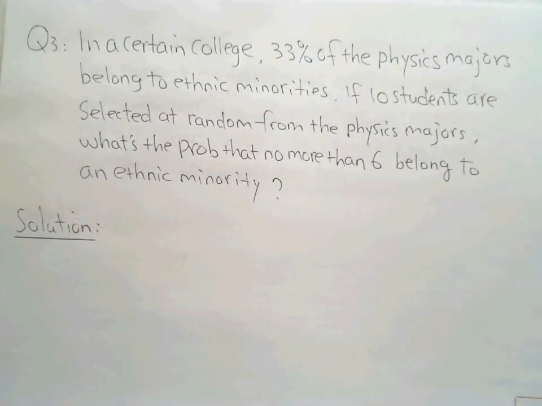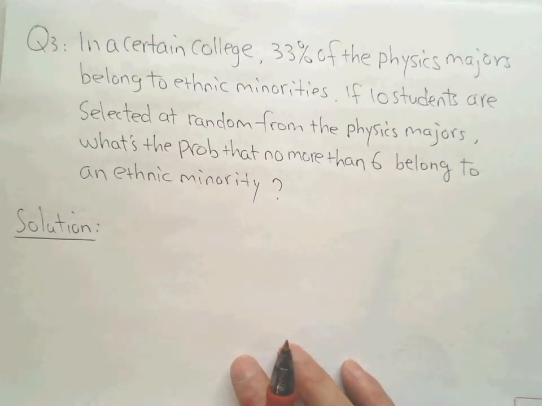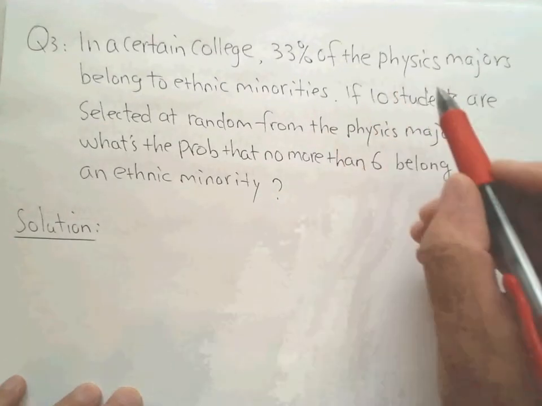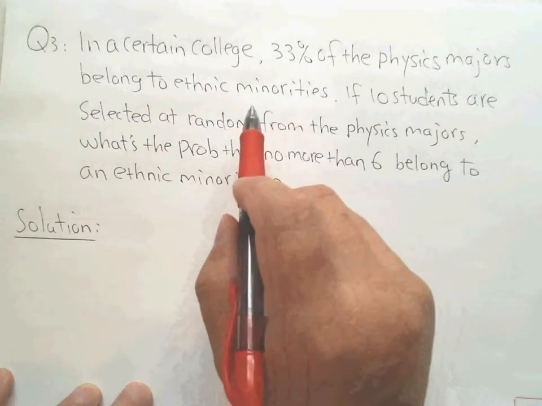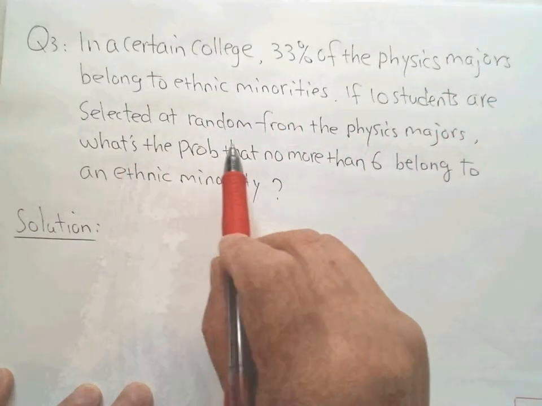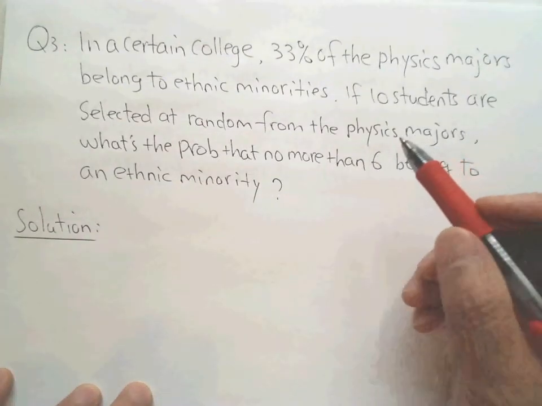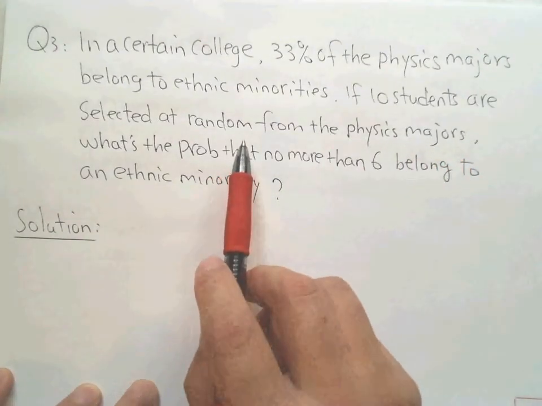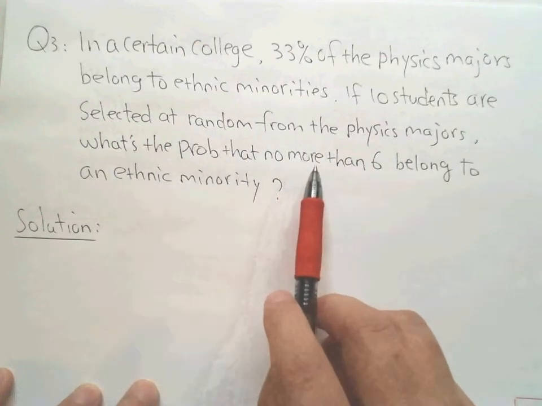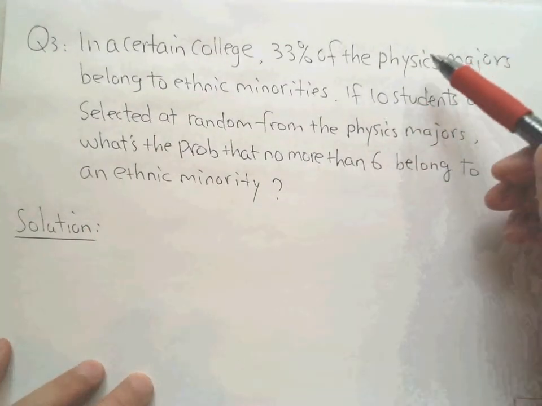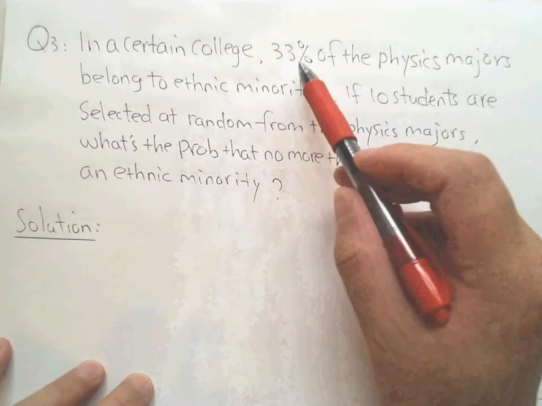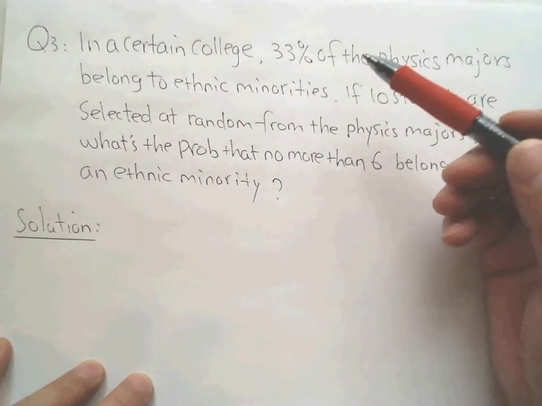Okay, so that's the first example. Look at another example. It's almost the same, no big difference. I will go much faster than the previous example. Can you see the question? At a certain college, 33% of the physics majors belong to an ethnic minority. If 10 students are selected at random, which means what? From here, I think you understand what they ask. What is the probability that no more than 6 belong to an ethnic minority? Among these physics majors, some students belong to an ethnic minority, another does not, right?